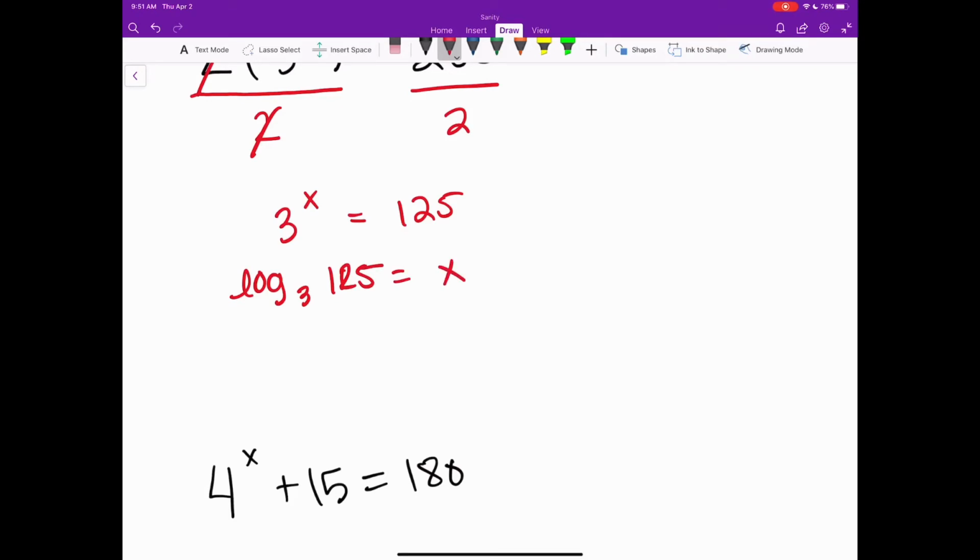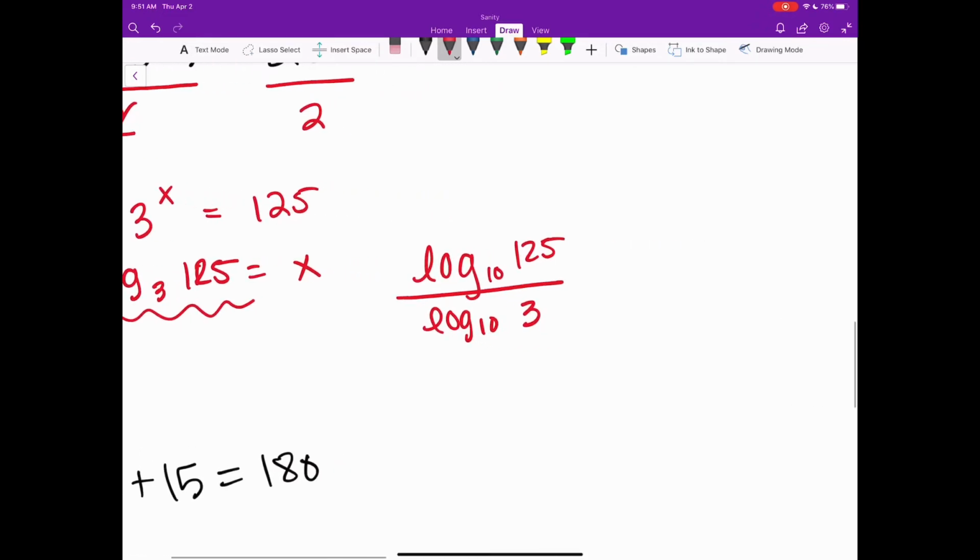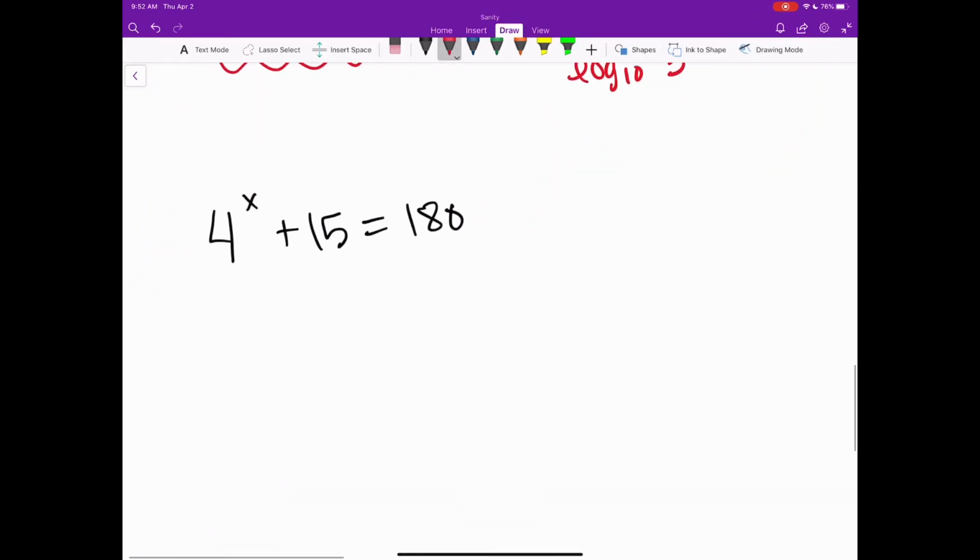And then I can evaluate this. Well, it's just going to be log base 10 of 125 divided by log base 10 of 3. Again, using that change of base formula. Plug that into your calculator. Log 125 close parentheses divided by log 3 close parentheses. And you get about 4.395-ish. All right. Couple more. Now I'm going to flip it over to the back side.